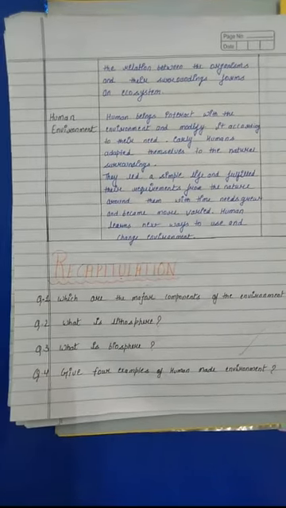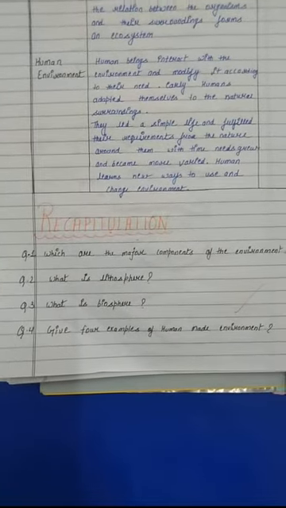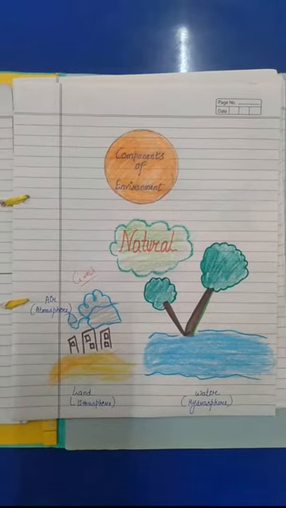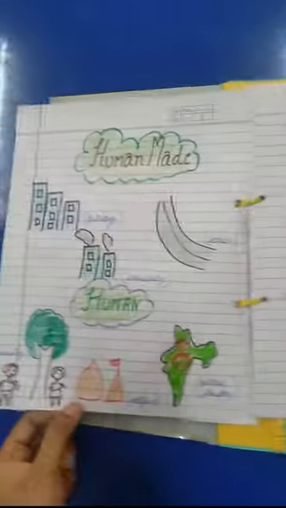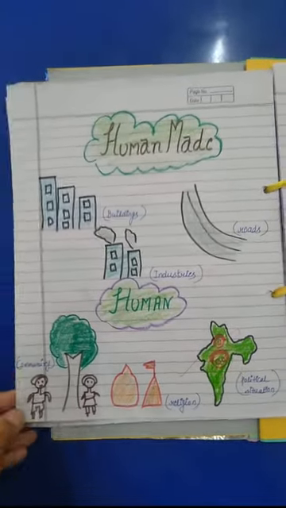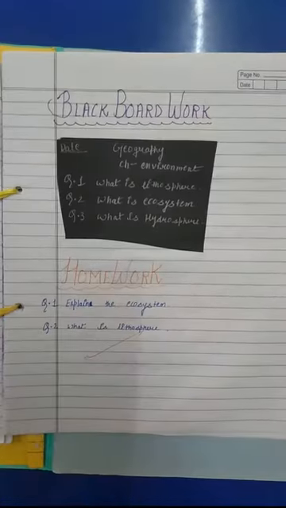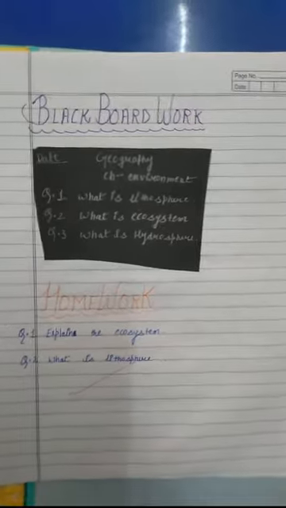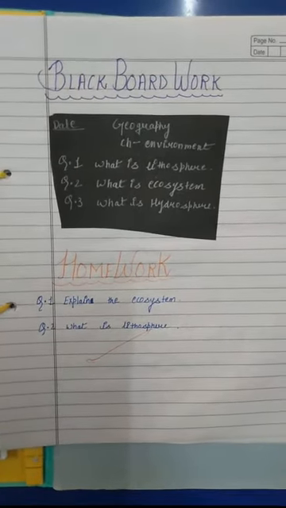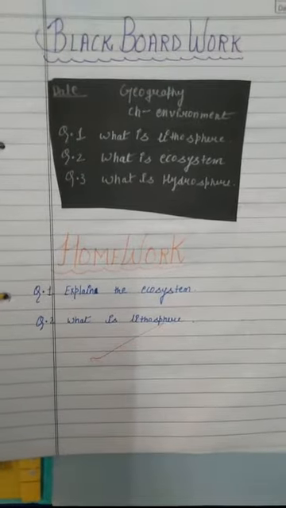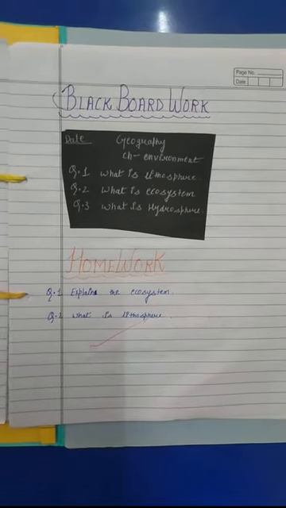The next thing we have to write is recapitulation. You can also make miniatures like this. After that, blackboard work and then homework. Let's move to our next lesson plan.